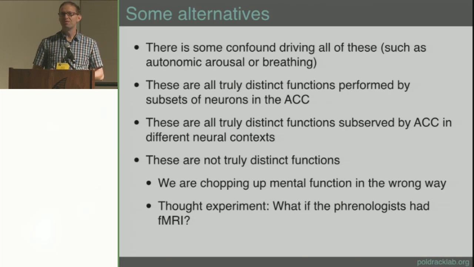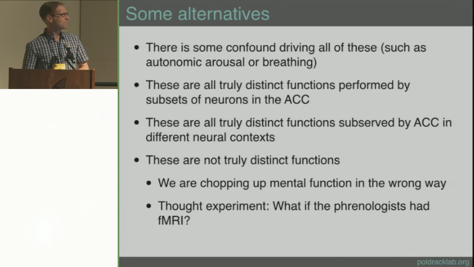Another potential that we've been really interested in is whether these aren't truly distinct functions at all. Psychologists think they are. What if they aren't? It could well be that we're chopping up the mind in the wrong way, and I want to make the claim that we wouldn't really know if we were. To make that point, I want to give you a thought experiment that comes from a paper written a long time ago by Daniel Bub: what if the phrenologists had gotten their hands on fMRI?